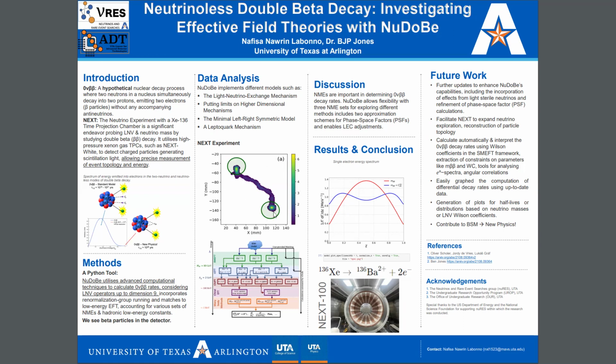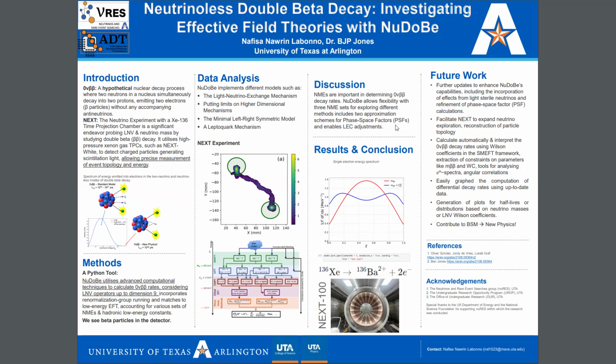All right, so what is this next experiment all about? This is a study that allows us to investigate the topography of electron tracks, and allows us to understand the different momenta and build tracks off of it, right? So nu-DOBE allows us to implement different models such as all of these, and is therefore a very powerful tool that can be used to change various mathematical constants such as NMEs, such as Wilson coefficients.